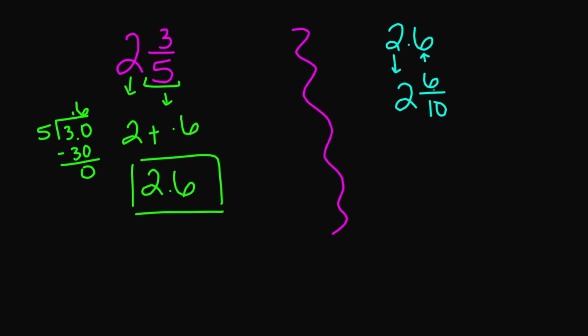However, I can simplify my 6 over 10 because the number 2 goes into both my numerator and denominator. So my numerator is going to be 3, and then your denominator is going to be 5. So if you simplify your answer, you're going to get 2 and 3/5.